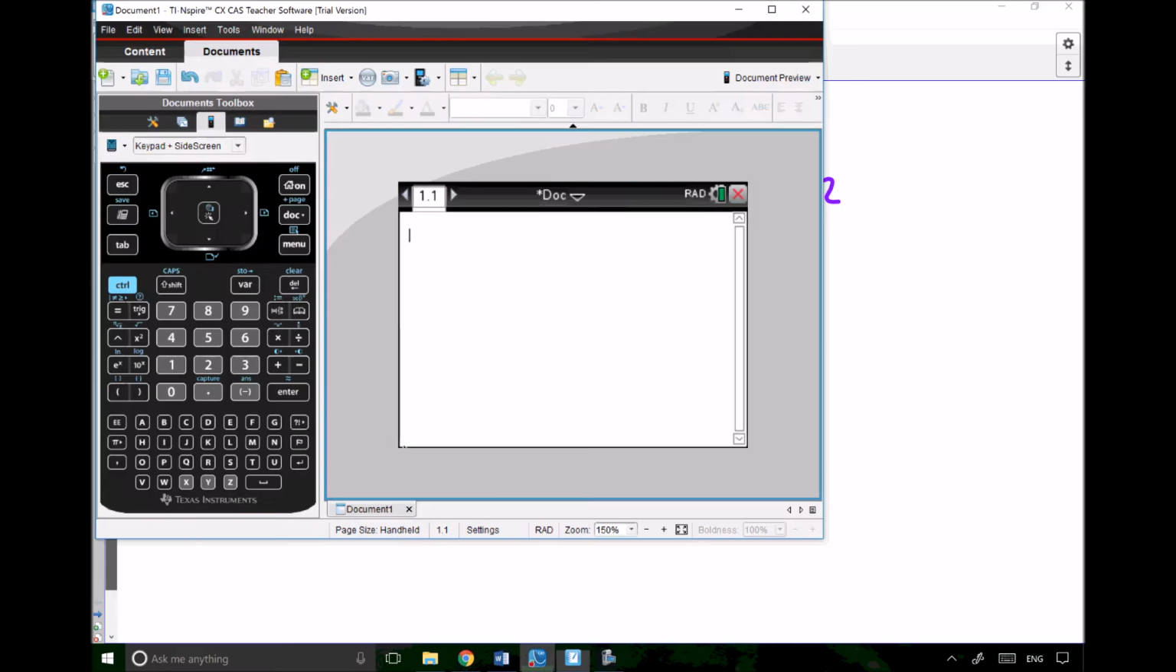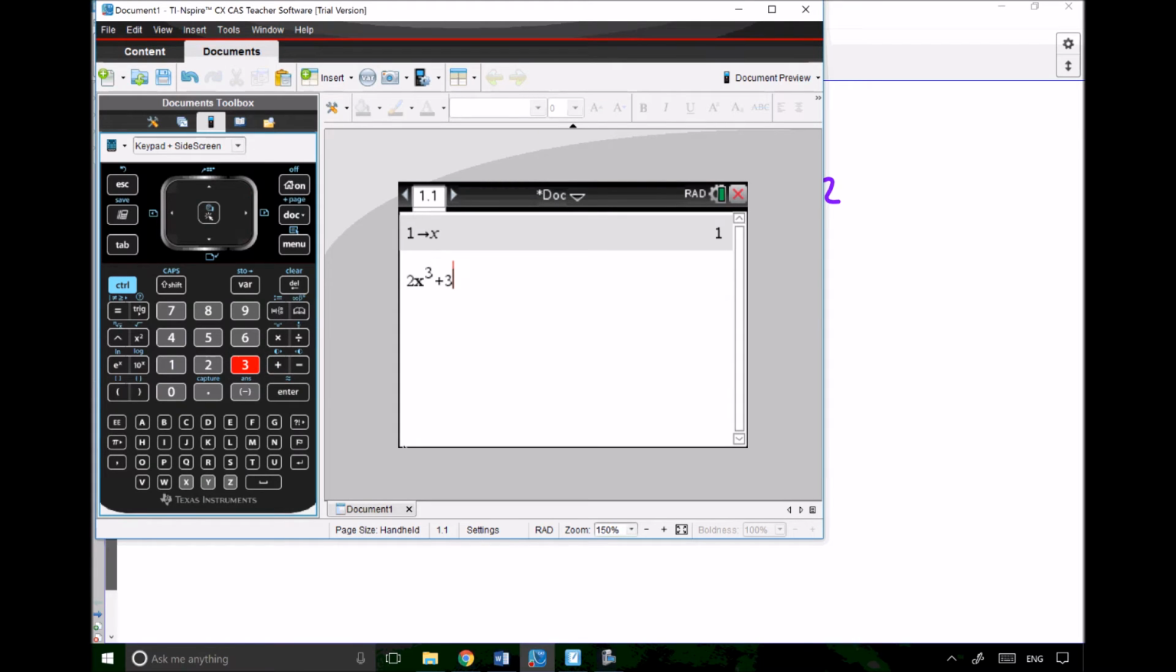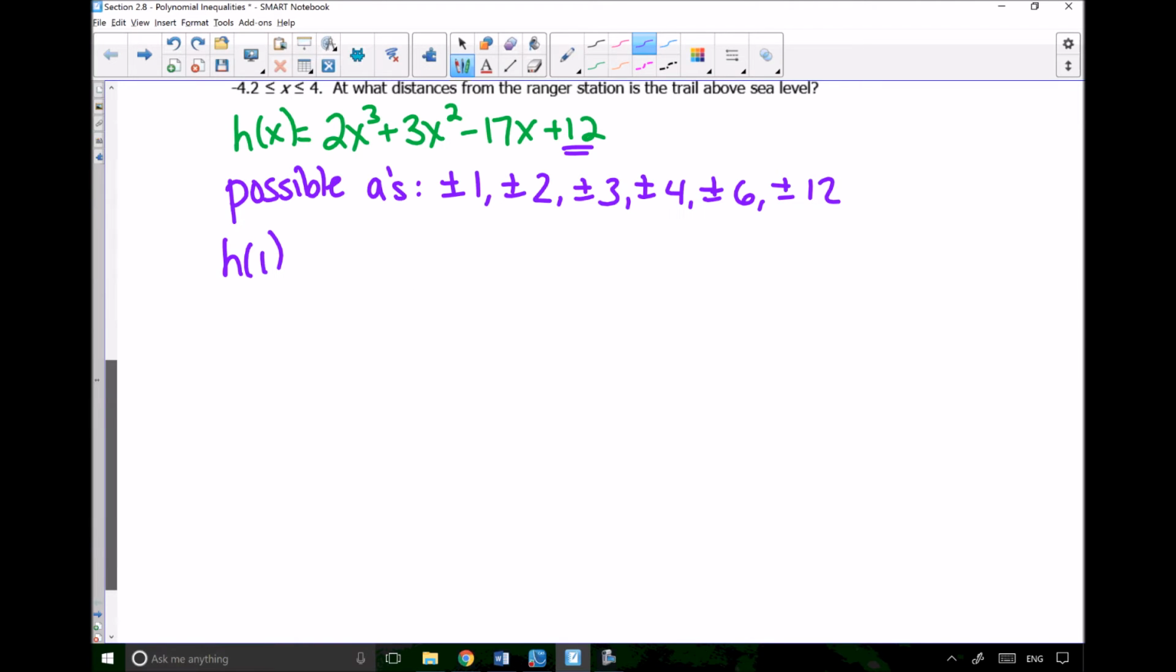I'm going to use my graphing calculator to figure this out. You can also just use your regular calculator. I'm going to store 1 in as x, and then I'm going to type in 2x cubed, so 2x to the power of 3, plus 3x squared, minus 17x, plus 12, and see what I get. My goal is to get 0 as my remainder. I do, so that's good news. So I know h of 1 is 0, therefore I can divide out this one right here.